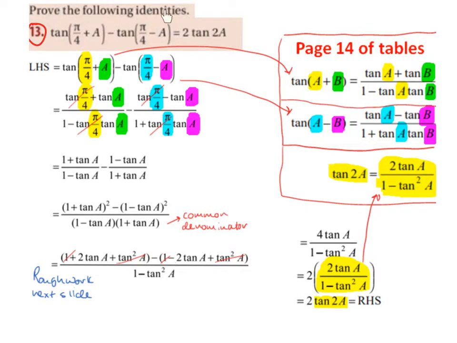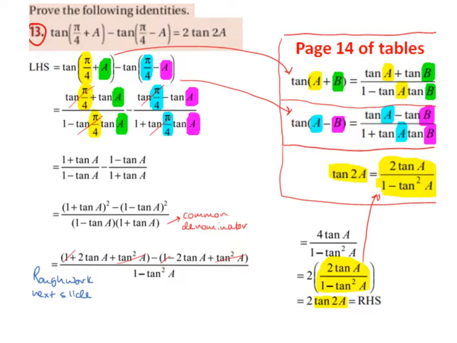Prove the following identity: tan of (pi over 4 plus a) minus tan of (pi over 4 minus a) is equal to 2 tan of 2a. So just focusing on the left hand side for the moment, tan of (pi over 4 plus a) minus tan of (pi over 4 minus a). We want to have a look on page 14 of our formula tables and see if we can see a formula that looks similar to each of these.